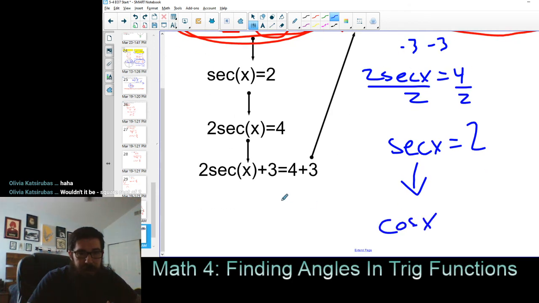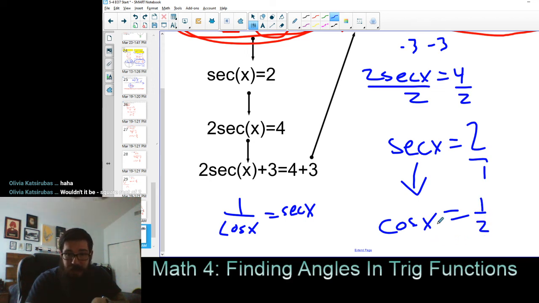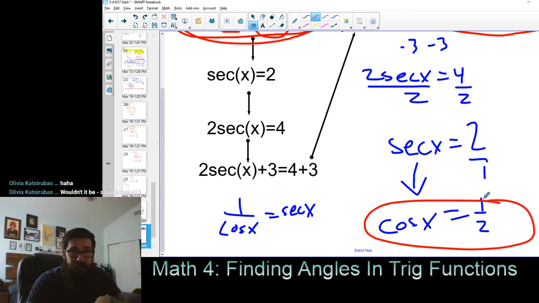Do you remember this thing where 1 over cosine equals secant of x? Well, if I'm basically turning this guy by doing its reciprocal, so what I'm doing is basically 1 over secant, I need to flip this guy as well, which is where this is 2 over 1. That's where I get 1/2. Can you now answer this question? Do you know where cosine of x is 1/2? We just did that on the previous slide.